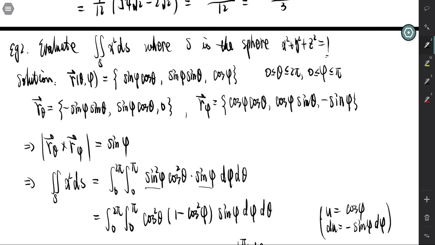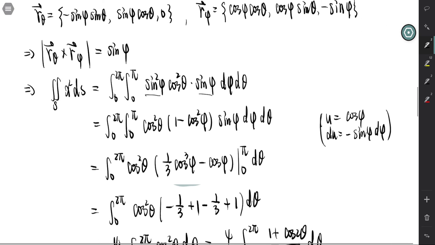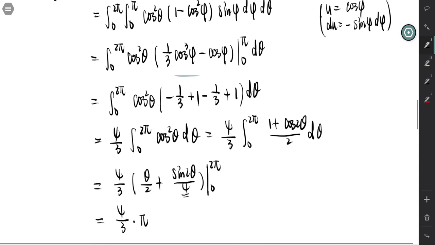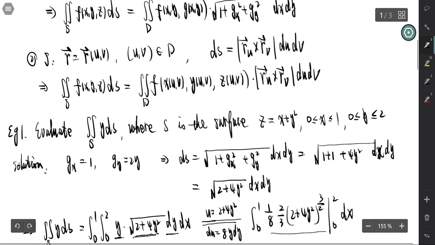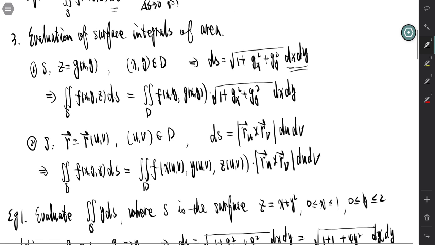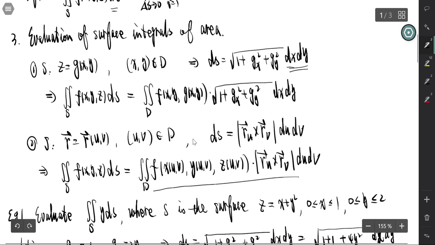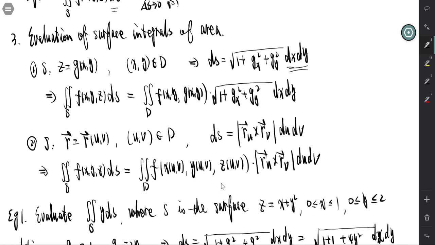In this example, we used the parametric equation, the second formula. That's the second one. Okay, that's the surface integrals of area.